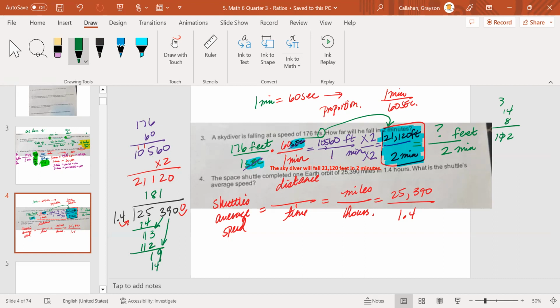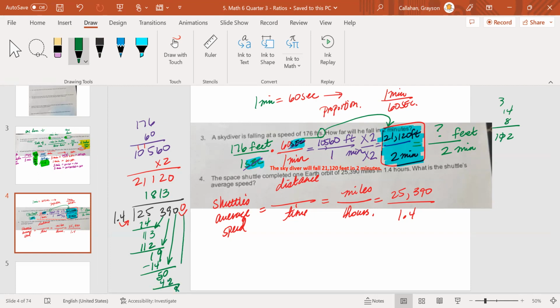14 times 1 is 14. Subtract it, and you get a 5. Bring down the 0. 14 times 3 is 42. Subtract it, you get an 8. Bring down the 0. I'm going to put it down over here, so you have a little bit more space. 80. You see that? 14 times 5 is 70. Subtract it, you get 10.